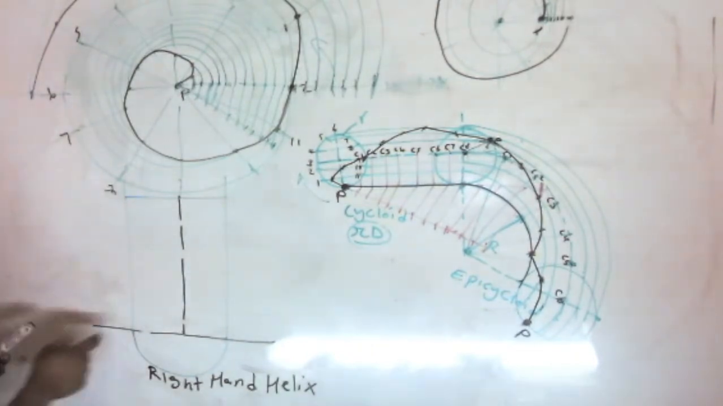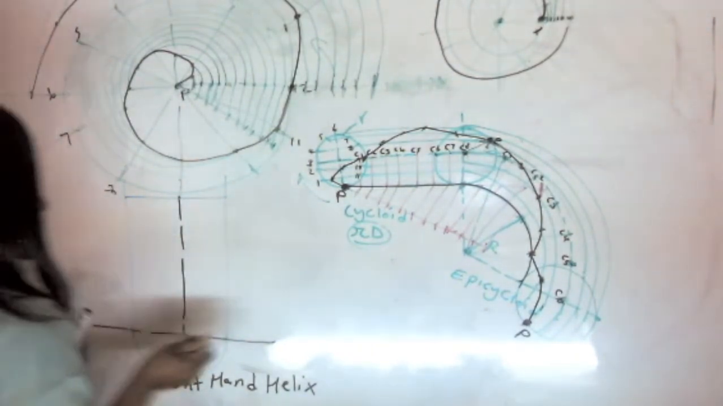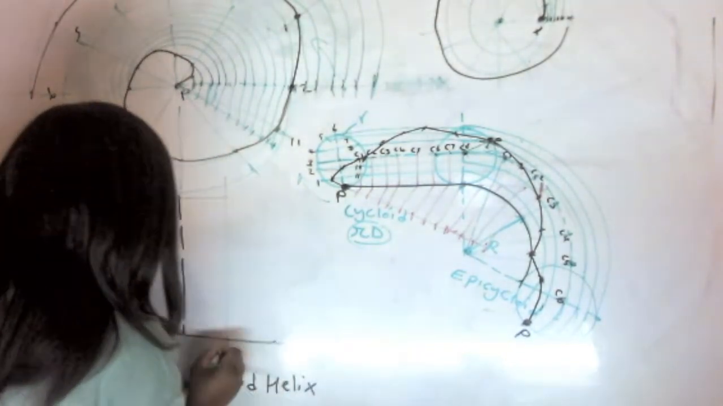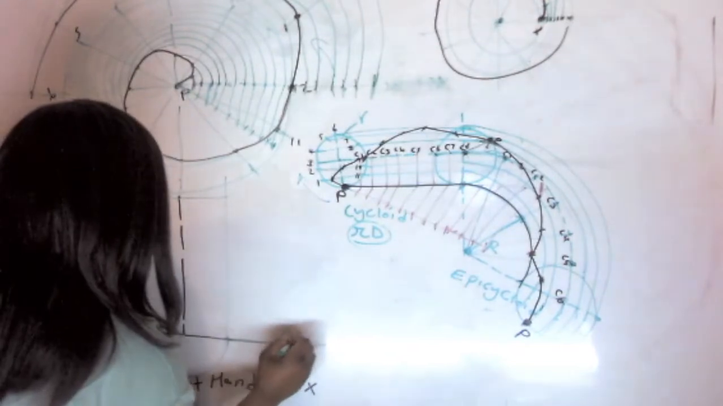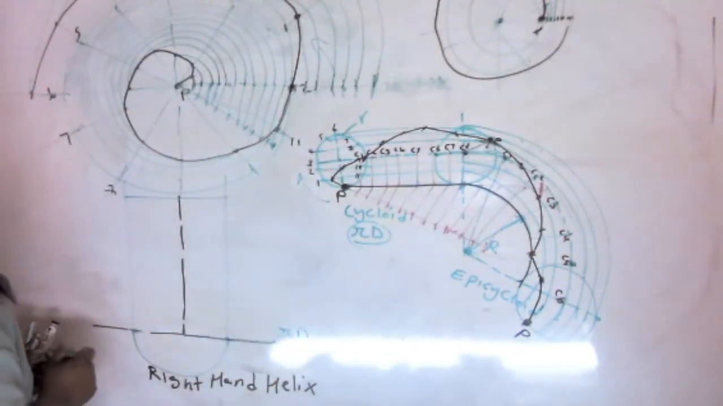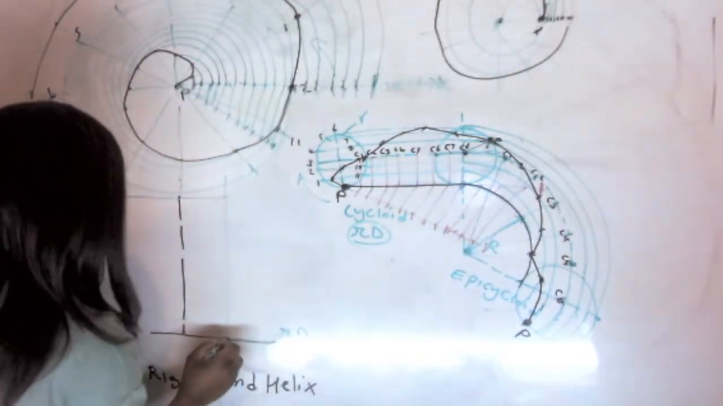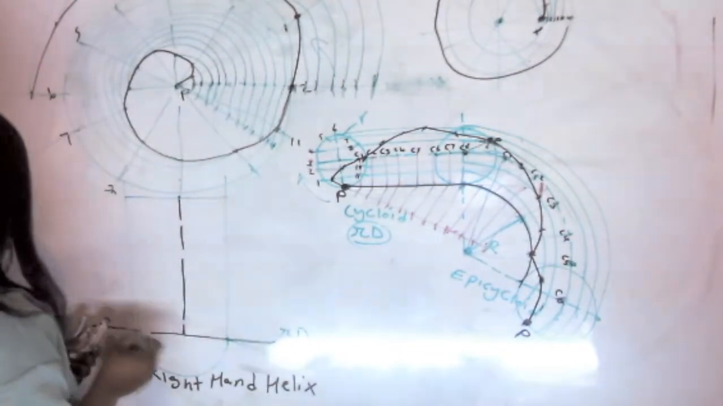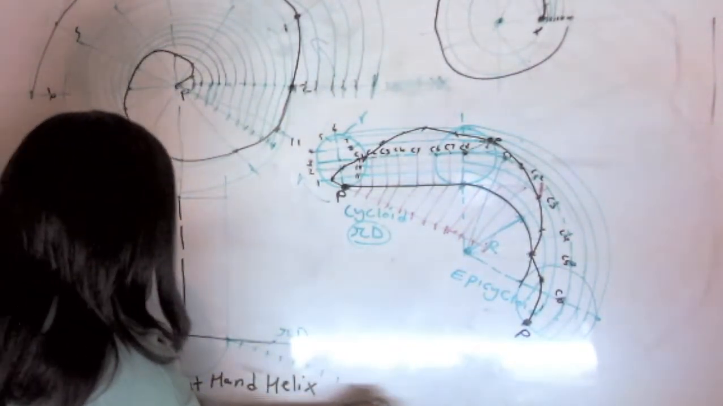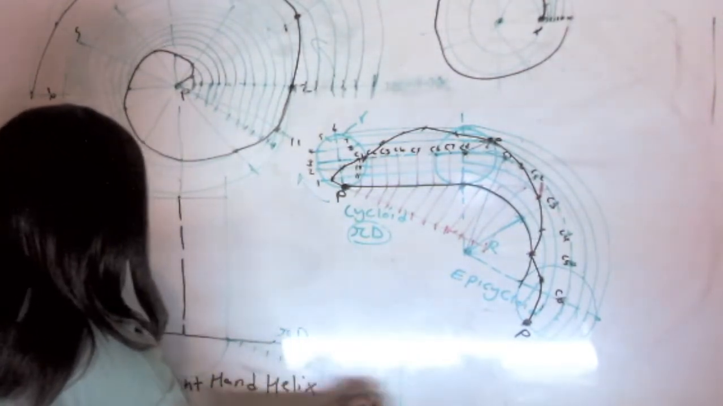Right hand helix starts from left to right. So if it's right hand, make sure from that edge here, you draw a line. This line should be equal to pi times diameter. Diameter of this, which is nominal diameter. Then you measure from here to there. Then divide it in 12 divisions. Okay, 1, 2, 3, 4, 5, 6, 7, 8, 9, 10, 11, 12, and to the last one. Join the last one to there.